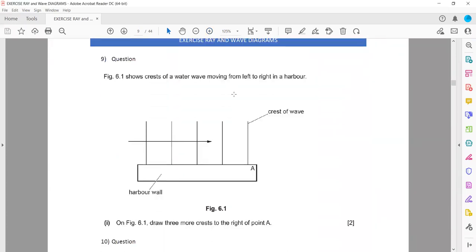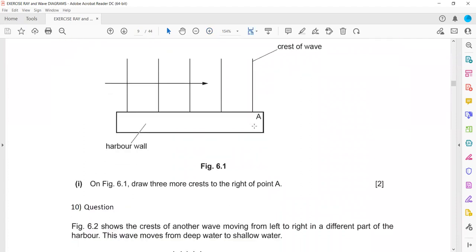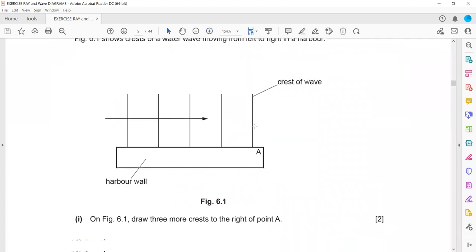Figure 6.1 shows a crest of a water wave moving from left to right of a harbor. On the figure, draw 3 more crests. So this is basically a bending of the wave around the obstacle, that's called diffraction. So when it passes, draw the 3 more crests to the right of point A. So A is this. So what will happen? This part will not diffract, only the part which is near the edge will slightly change direction. And during diffraction, the wavelength does not change.